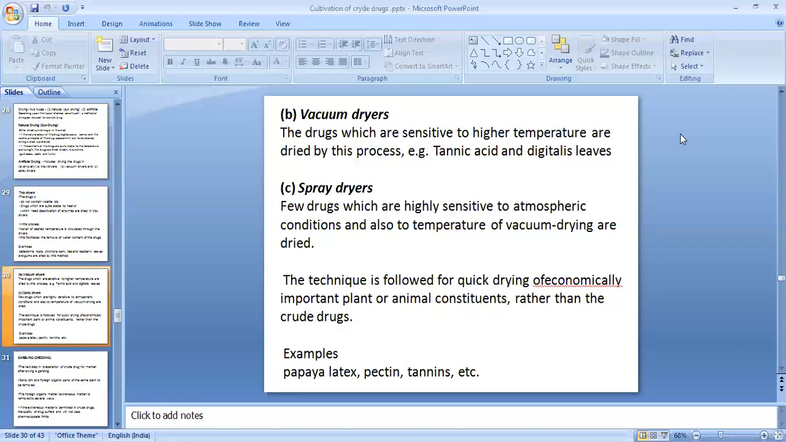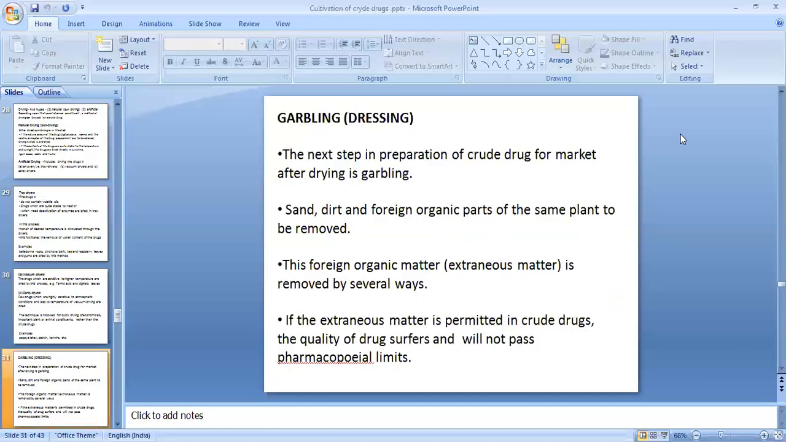And here, the substances used are highly thermolabile, and they cannot withstand the temperature of vacuum drying, can be used here. This is especially used for highly economically important substances and plant and animal products. Examples are papaya latex, pectin, and tannins. That is about the drying process.